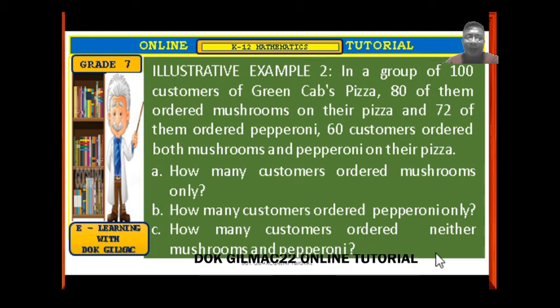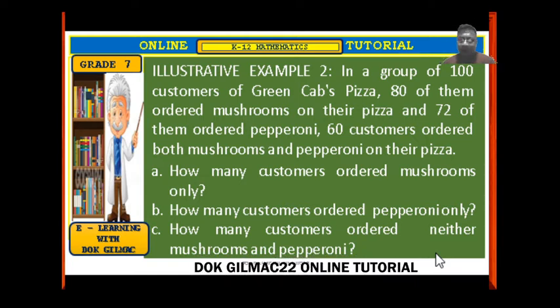In a group of 100 customers of Green Cub's Pizza, 80 of them ordered mushrooms on their pizza and 72 of them ordered pepperoni. 60 customers ordered both mushrooms and pepperoni on their pizza. How many customers ordered mushrooms only? How many customers ordered pepperoni only? How many customers ordered neither mushrooms nor pepperoni?